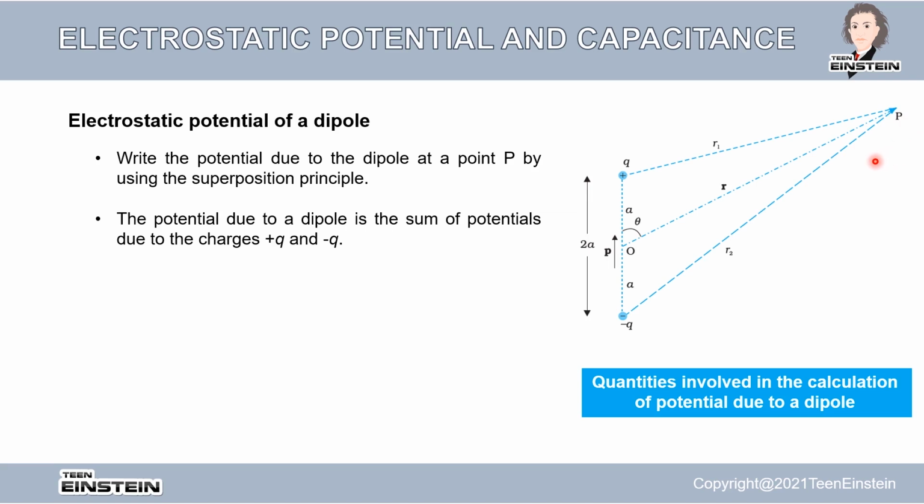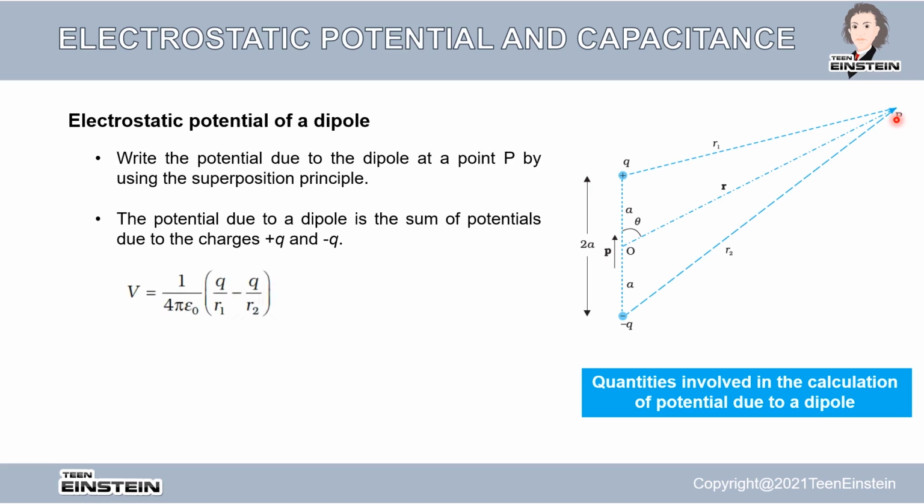And in this case I want to mention that electric potential is a scalar quantity, so you don't have to worry about the direction here. So the potential due to a dipole is the sum of the potentials due to the charges plus q and minus q. If we look at this figure, we already know 2a is the separation between the charges, p is the electric dipole moment, and theta is the angle which r makes with the dipole moment. R is the distance from the center to the point P where we are calculating the electrostatic potential.